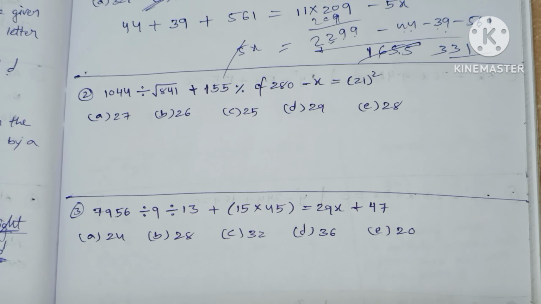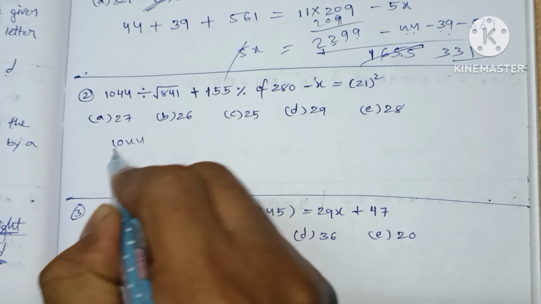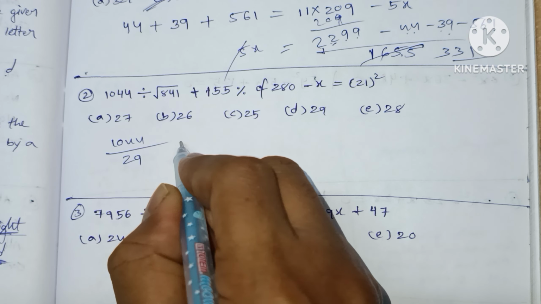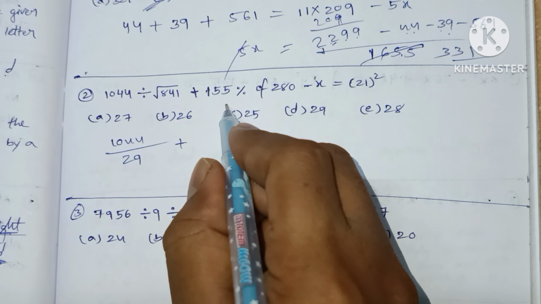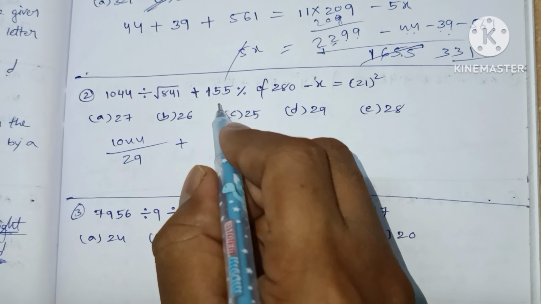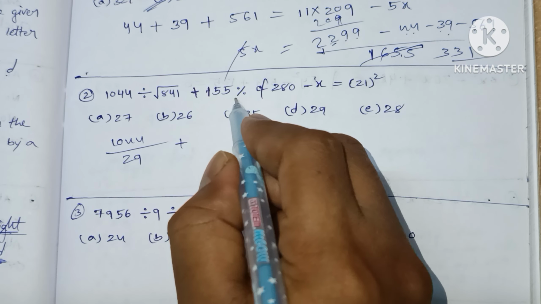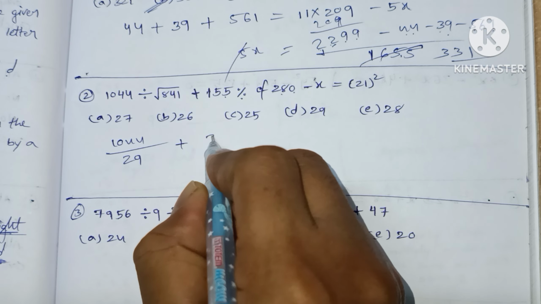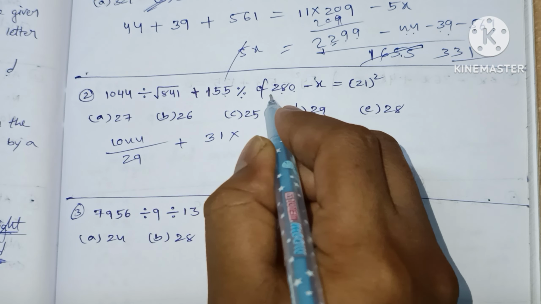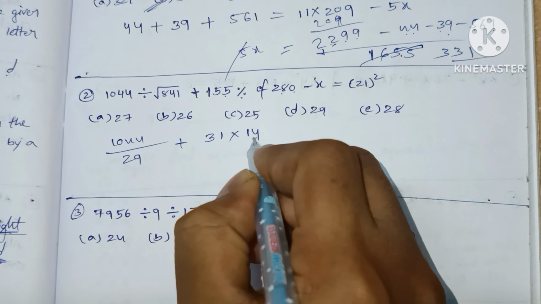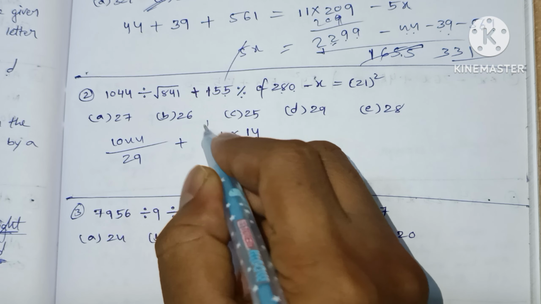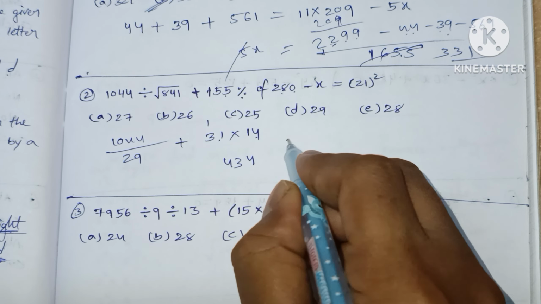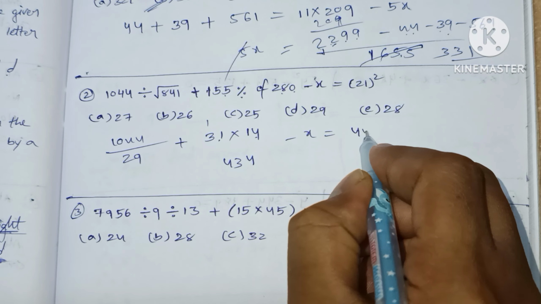Question number 2. 1044 divided by, this is 29, so plus this will be, I have taught you how to make this one. Percentage, 5 multiple, single zero and 2 multiple. 5 multiple, 5 3 times and 5 1 times. 2 14 times. 14 1 times is 14. 14 3 times is 42, 43. 434 minus x equals to 441.